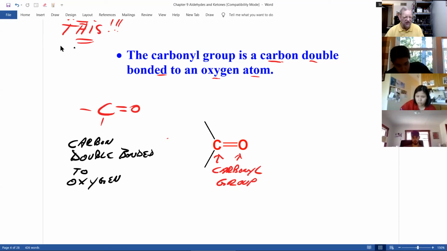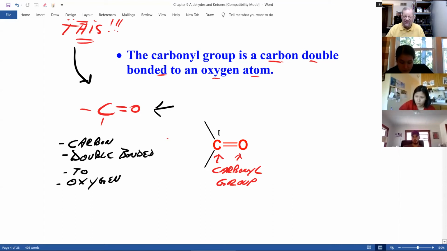And you should know this. You should know how to draw a carbonyl group, and you should know how to describe with words what a carbonyl group is. Again, a carbonyl group is a carbon atom double bonded to an oxygen atom, and this is how you draw it. You should know this. In my personal opinion, there's nothing more important in all of organic chemistry, but then I'm biased because I'm a carbonyl synthetic organic chemist.